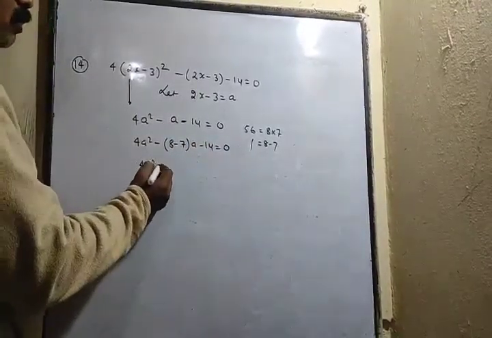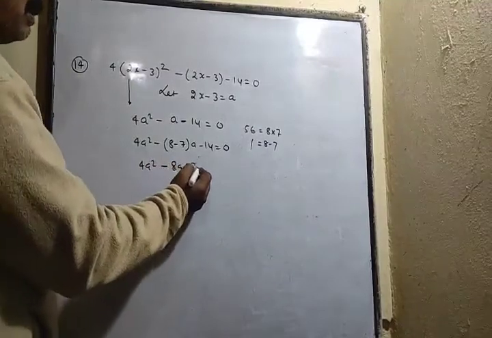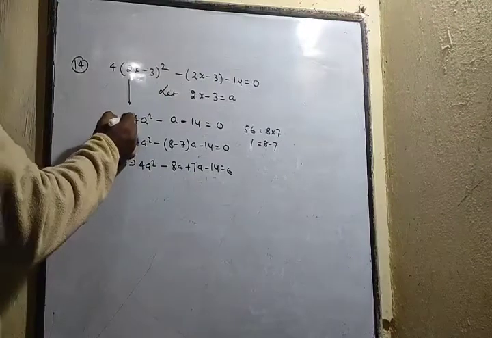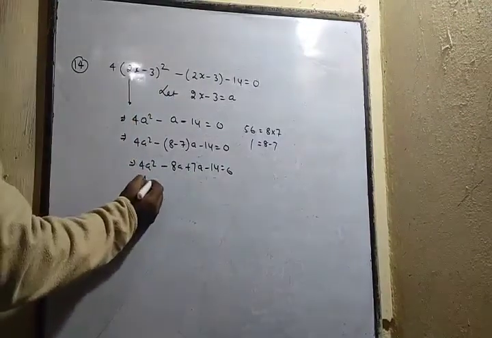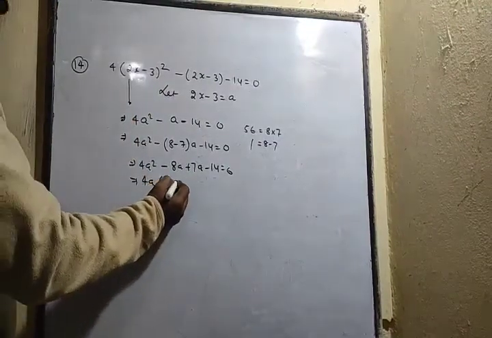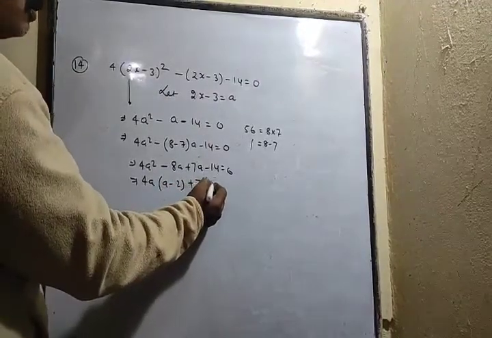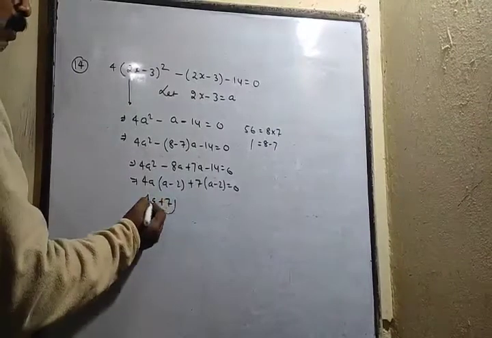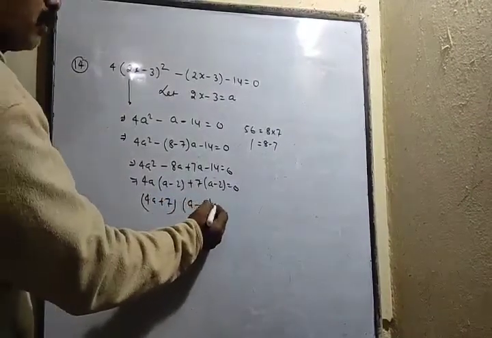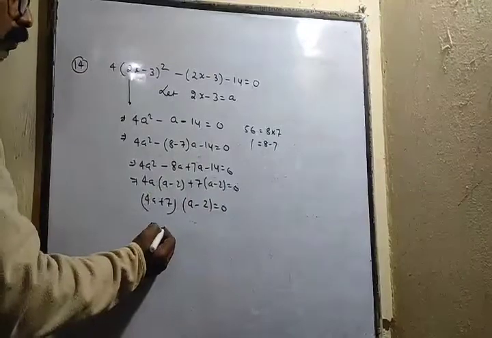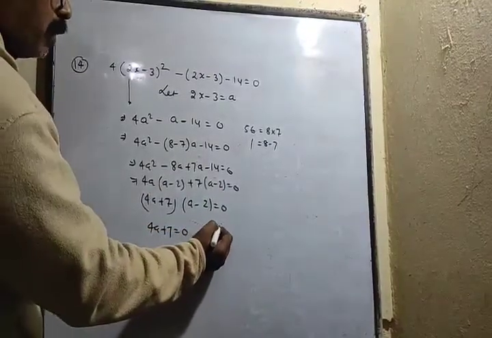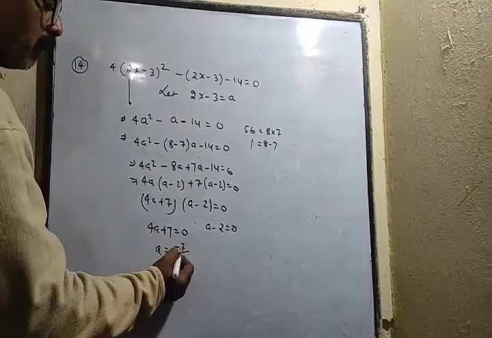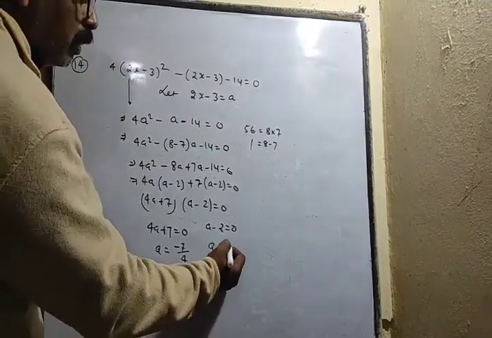So it will be 4a square minus 8a plus 7a minus 14 is equal to 0. Now between the first two terms, you are going to take common 4a. So it will be a minus 2, and here we'll take 7 as common, so it will be a minus 2. So 4a plus 7 will be one of the factors and a minus 2 will be another factor. So what we'll write, 4a plus 7 is equal to 0 and a minus 2 will also be equal to 0. Here a will come out as minus 7 by 4 and here a will come out as 2.